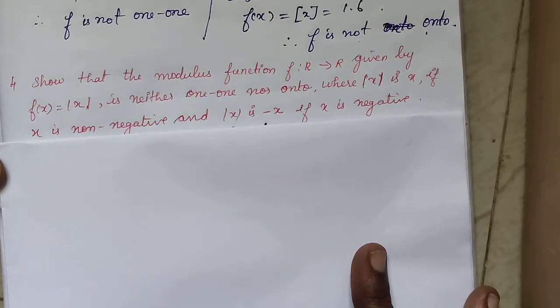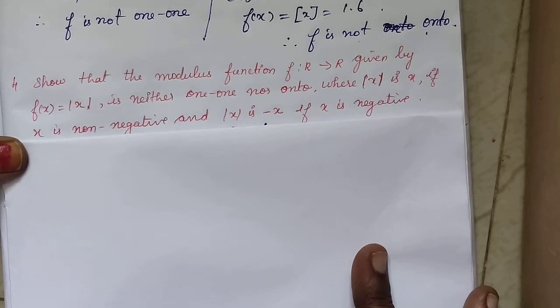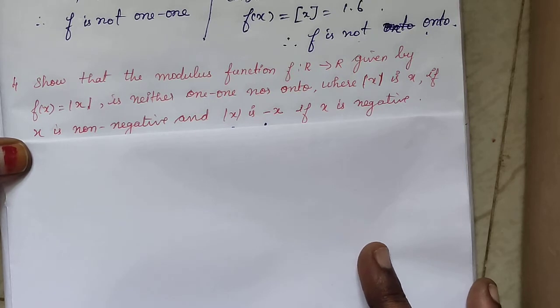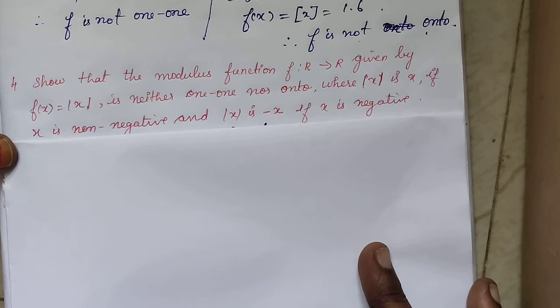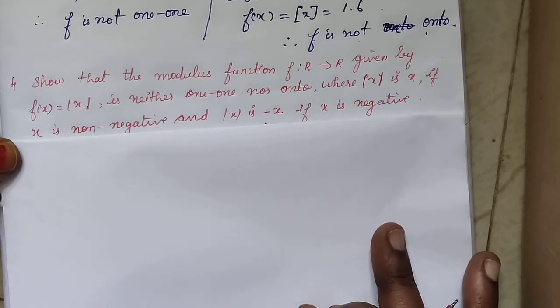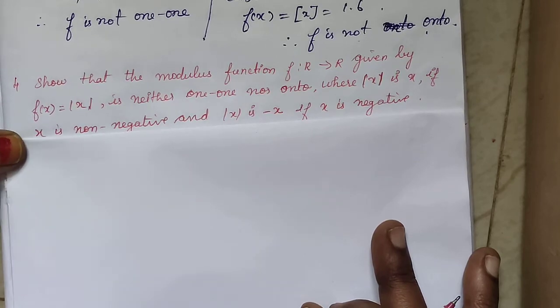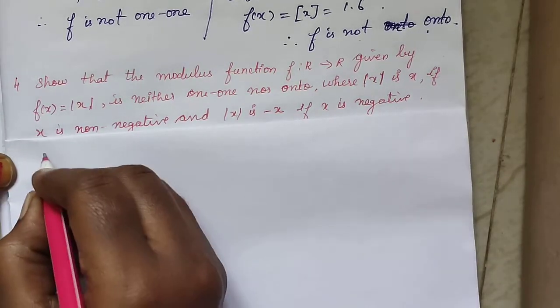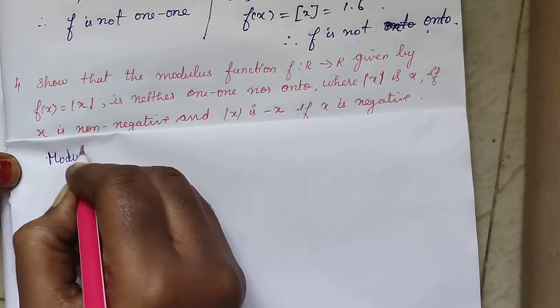Now the fourth question: show that the modulus function f from R to R given by f of x is equal to mod x is neither one-one nor onto. Here also we have to prove that this modulus function is not a one-one function and not an onto function, where mod x is x if x is non-negative and mod x is equal to minus x if x is negative. First let us see about the modulus function.